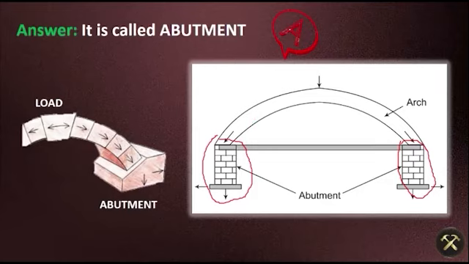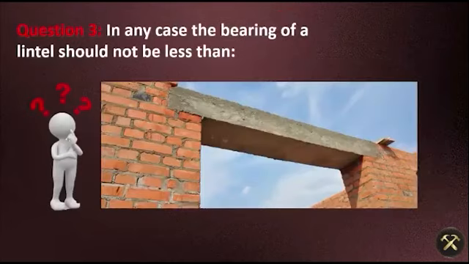Now let's move on to question number 3. In any case, the bearing of a lintel should not be less than what? First of all, let's understand what the bearing is. Bearing is where the lintel is resting on the wall. This area of the lintel is called bearing. On both sides you can see it's resting on a wall. This is called the bearing of the lintel.